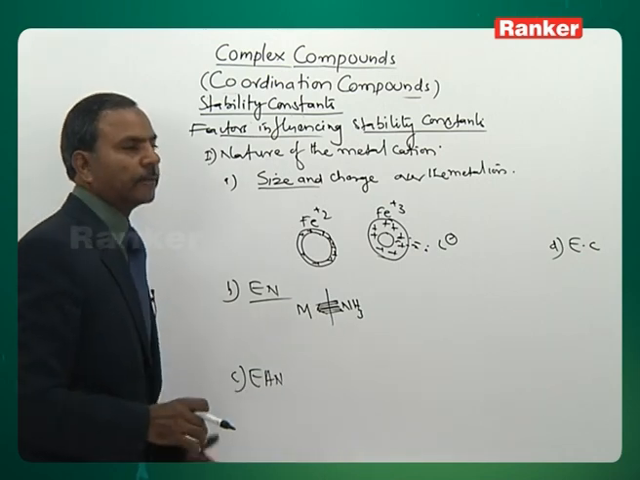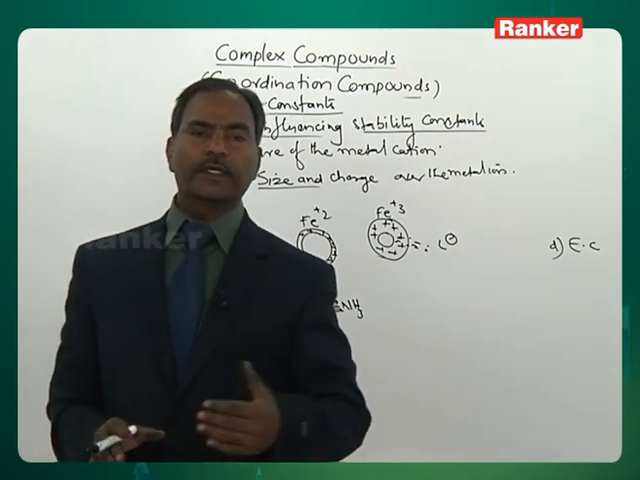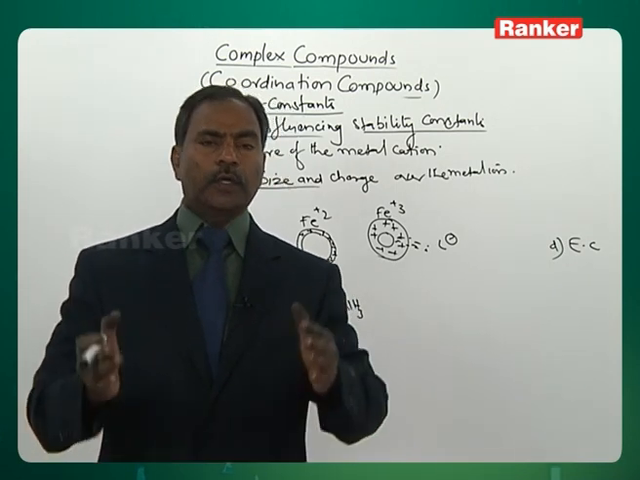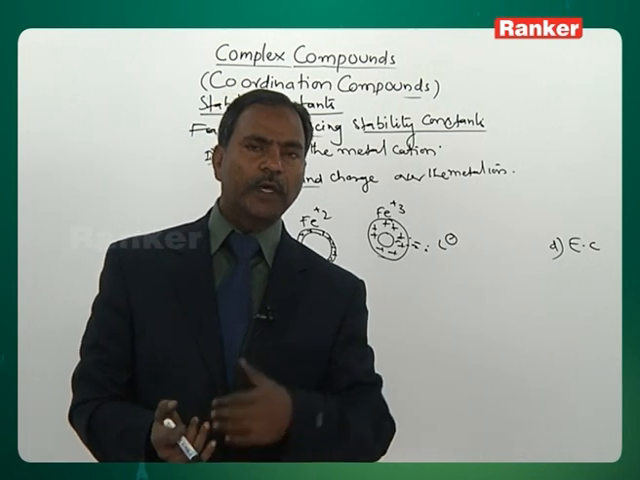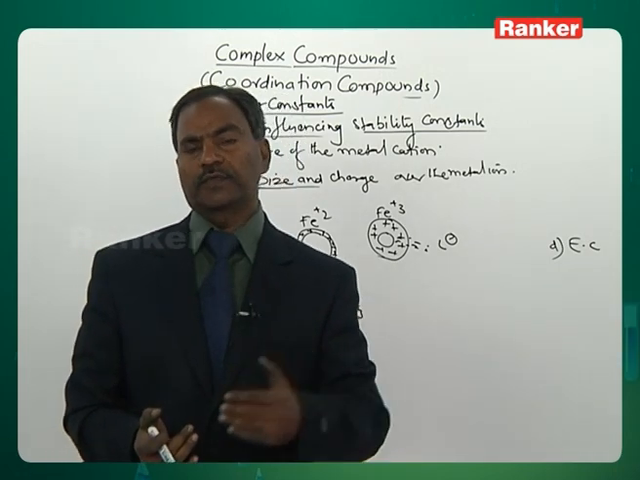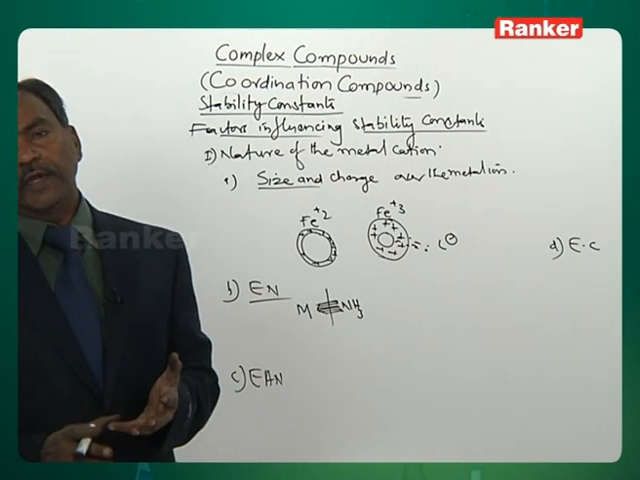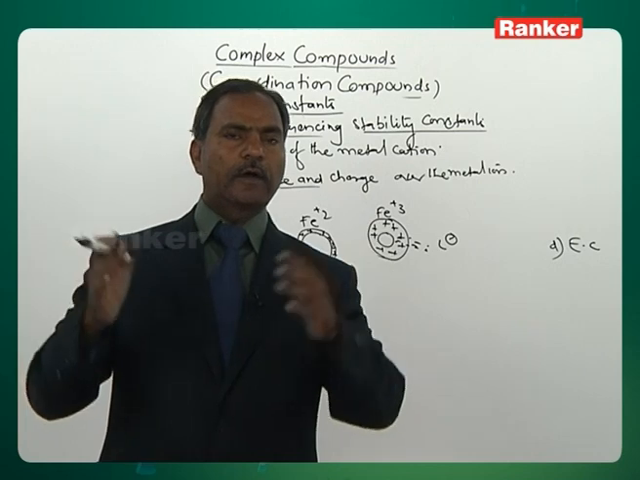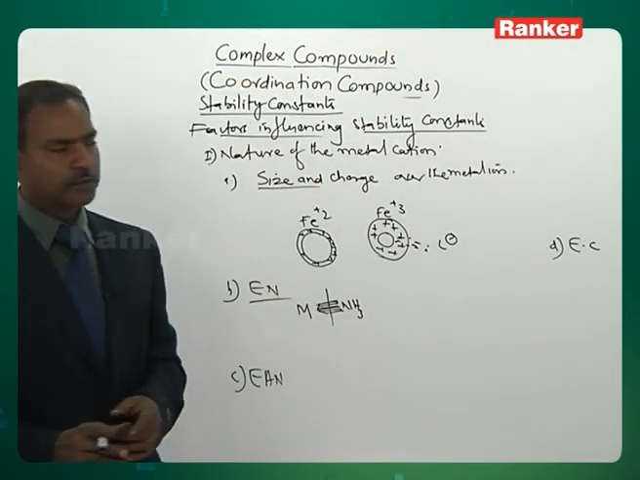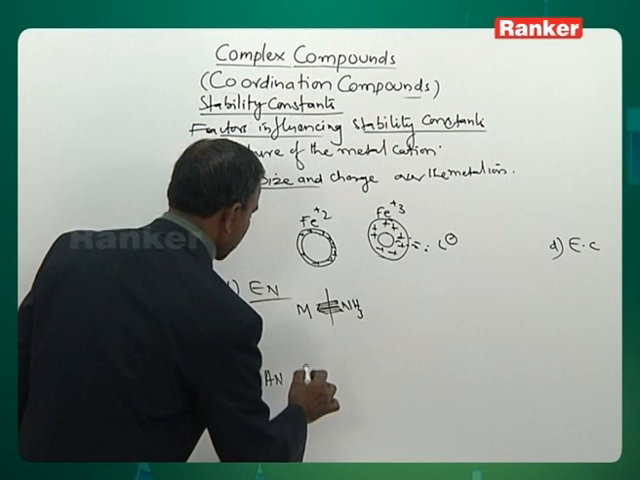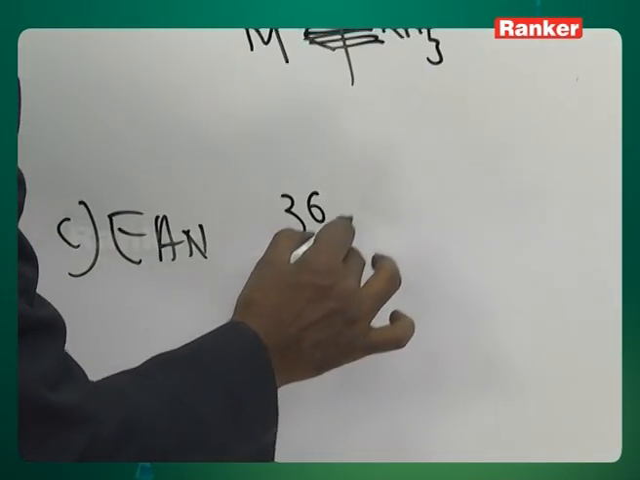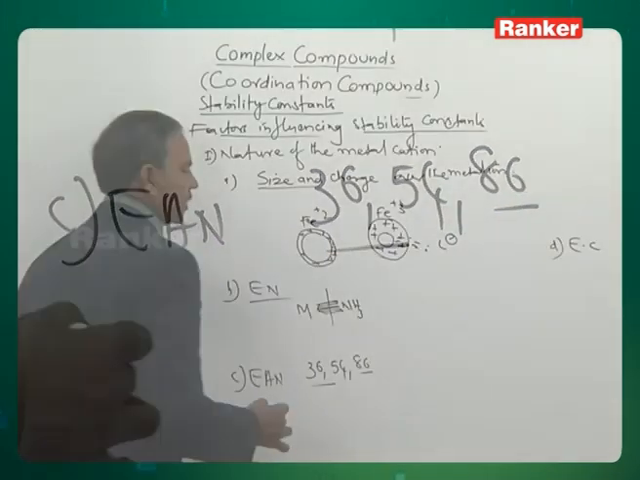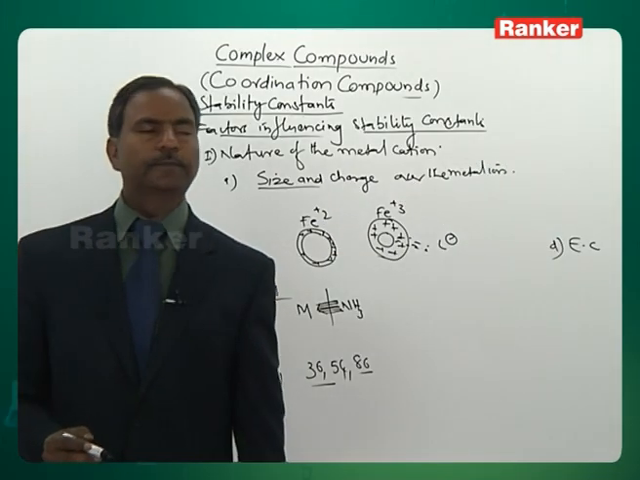Coming to the next, EAN. Recollect Sidgwick's theory, which we have already discussed and completed in the other classes. A complex obeying EAN, meaning a complex having EAN of either 36, 54 or 86, is found to be more stable. Such complexes are found to be more stable.